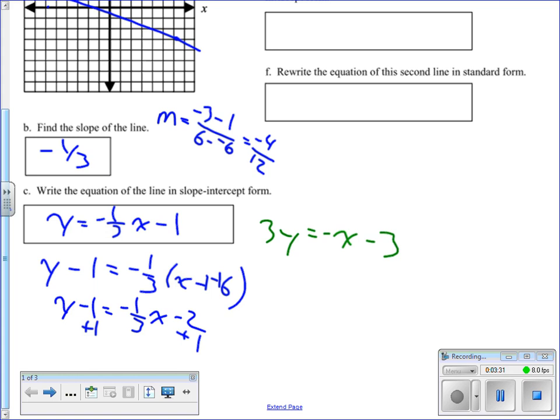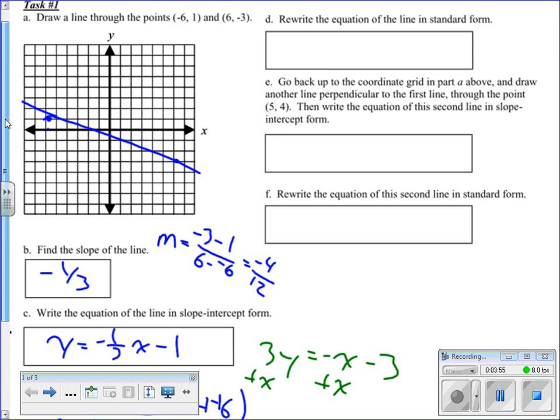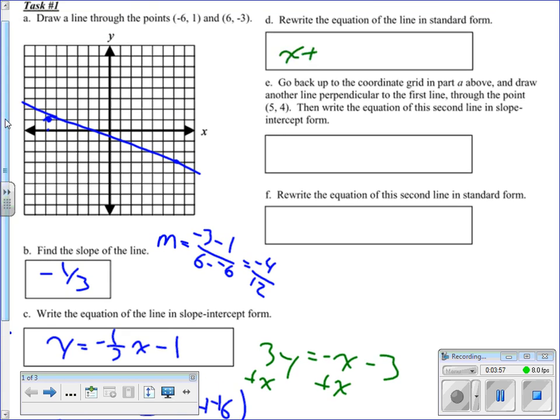Second step, x, y equals number. So I got to move the x's over to the other side. I add x to both sides. Okay. So I end up with x plus 3y equals -3. Standard form.